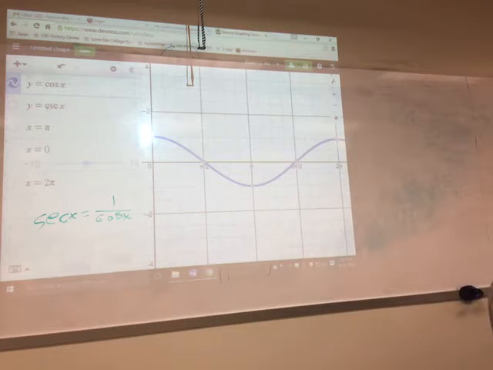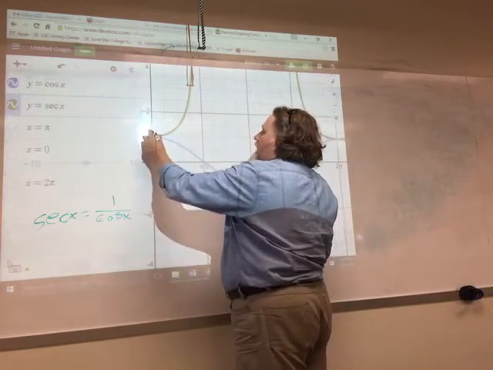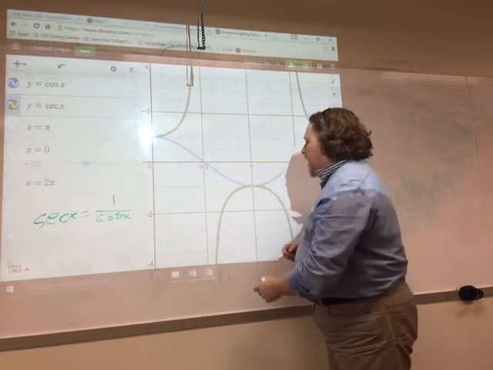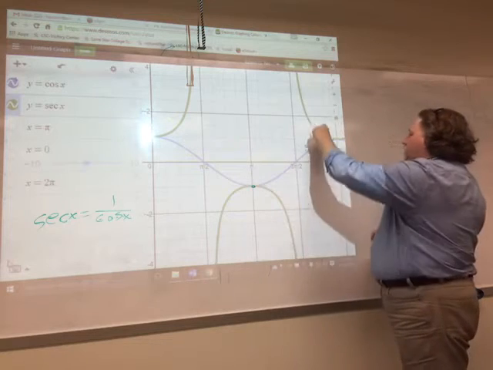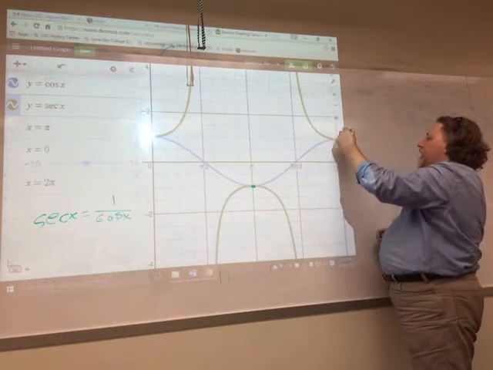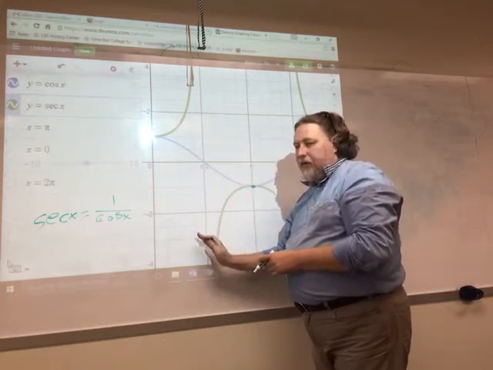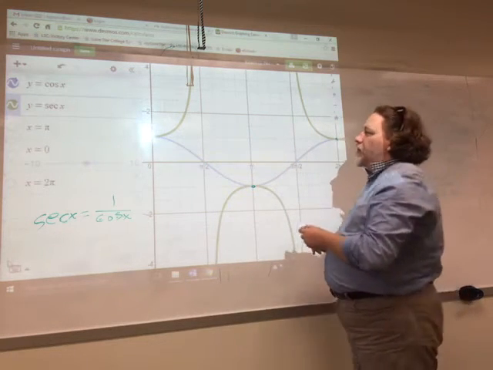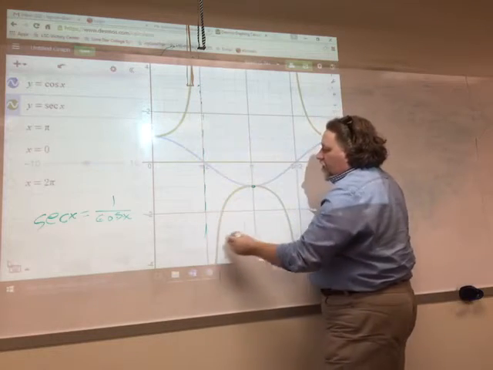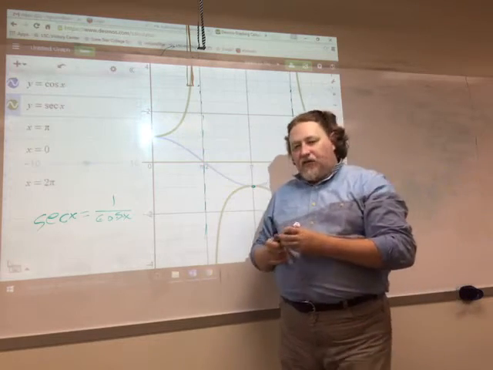So now I'm going to go over here to Desmos and type secant, S-E-C, and sure enough, here cosine is at its peak, secant hits at its bottom. Here, cosine is at its bottom, secant is at its top. Here, cosine is at its top, secant is at its bottom. And you can see right there at x equals pi over 2 and at x equals 3 pi over 2 that the graph has asymptotes. The graph of secant approaches this line but does not touch it.